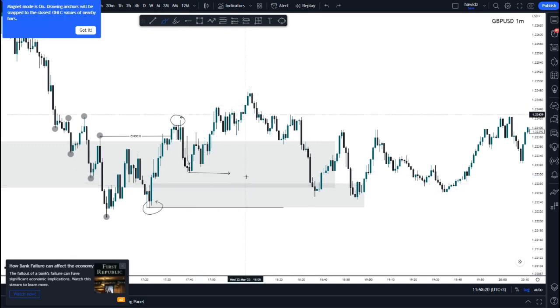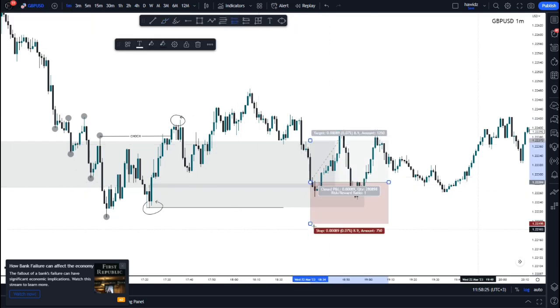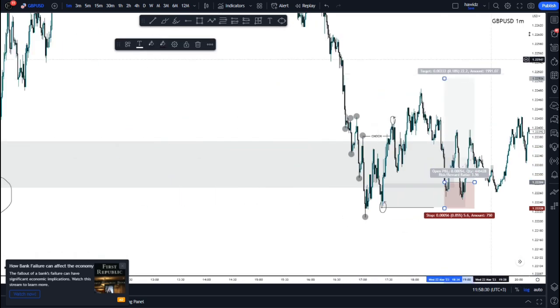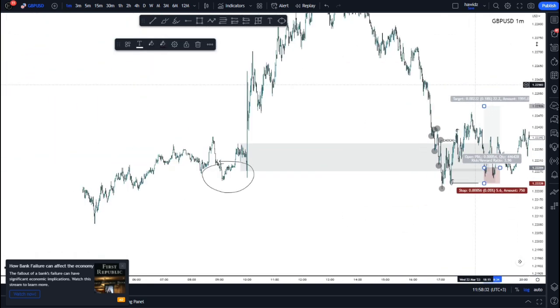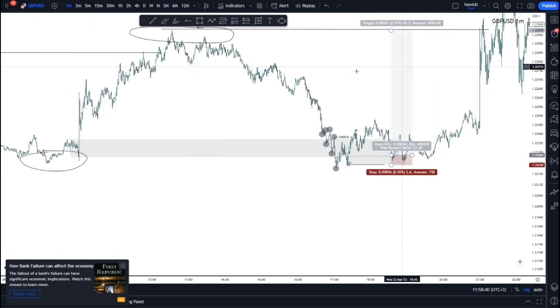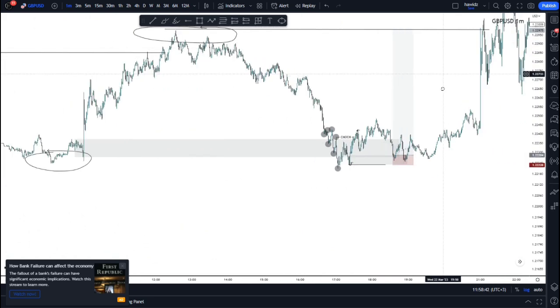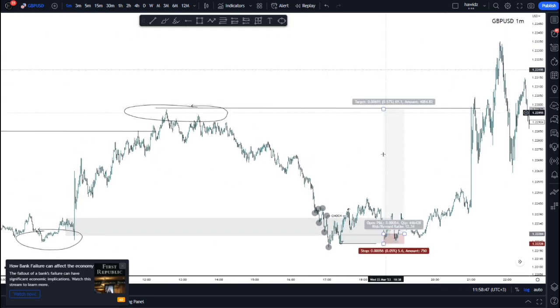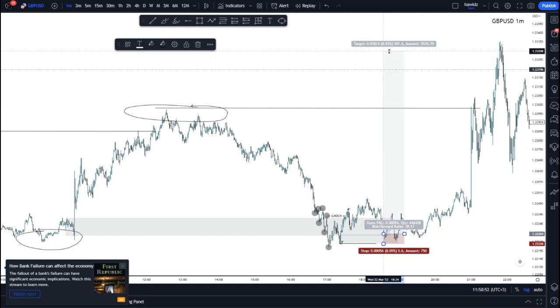Let's remove these. Boom. Now this is our entry. Our first take profit target would be this high here. If you still want to hold price towards new highs, you could do that by taking partials along the way. My overall take profit target was 100 pips.